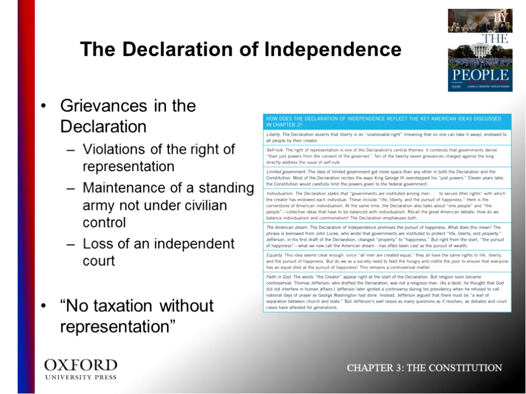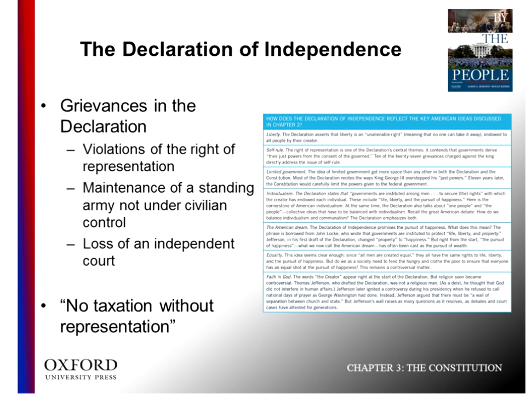Now, the grievances in the Declaration talked about the violations of the right of representation, maintenance of a standing army not under civilian control, and loss of an independent court. There are about 13 of them listed in the back end of the Declaration of Independence, but you can really show that the American colonists said, look, we've got legitimate complaints. We're not just separating from England out of profit, or out of curiosity. We have real grievances. They're violating our rights that we know to be true to what we think we are as humans. And nobody can take away these rights. They're God-given. Not even the king can do this himself.